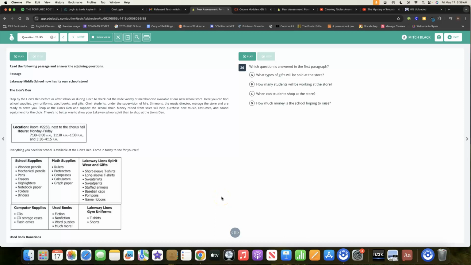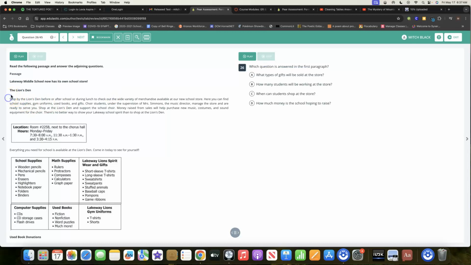So the Lion's Den is a functional text, and functional texts are just texts that are meant to explain or show or allow you to do or complete something, complete a task, finish a task, understand a task. Now, when it comes to these functional texts, what I saw on the test is either we had no trouble at all, or we all had trouble with it. So when we look at the Lion's Den, this one was one that we all had trouble with. Which question is answered in the first paragraph?